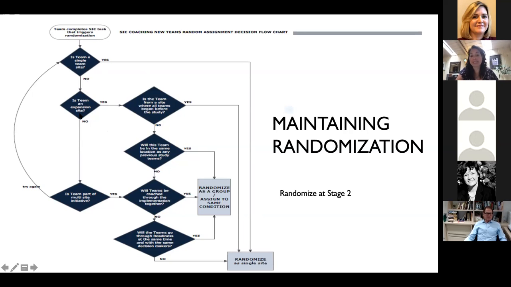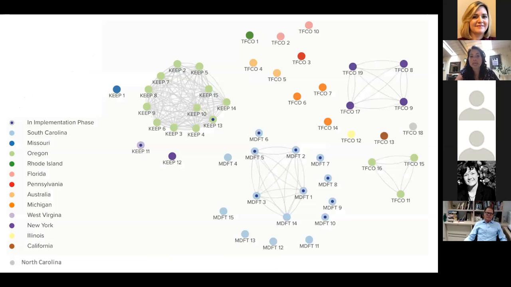And so then we ask, well, is it an expansion team? Is it at the same organization where they have already implemented this exact same evidence-based practice and they simply are growing those teams? That means one thing. Or is this a team from a site where the teams began before the study? Is this a team in the same location as any previous study teams? Are the teams going to be coached through a process together? And are they going to go through the readiness process together? So these are all decision points that we need to determine. Do we randomize as a group, or do we randomize as a single site? So this is what our current process looks like here.